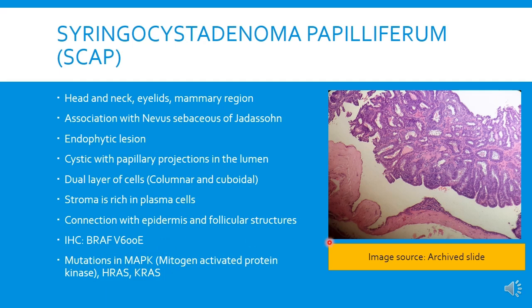Immunohistochemistry wise, BRAF V600E is positive in these tumors, and the pathogenesis of this tumor is mutation in mitogen activated protein kinase, HRAS and KRAS.